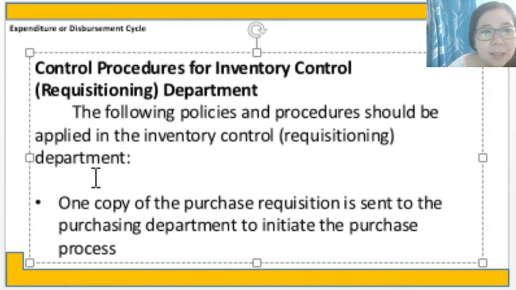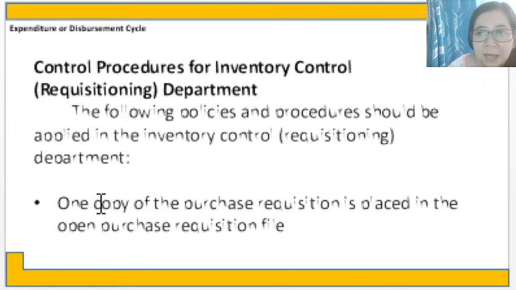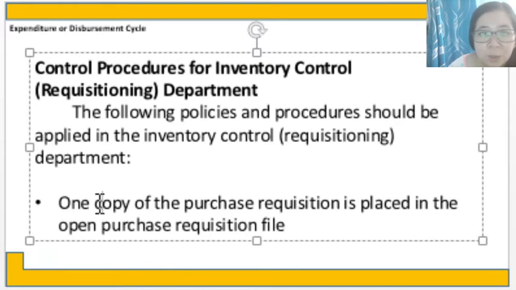Next, one copy of the purchase requisition will be sent to the purchasing department. This is of course because this department is responsible for purchasing the ordered items, to initiate the process for the purchase. Next, another copy of the purchase requisition will be placed in the open purchase requisition file. This is just to make sure that this transaction will be accounted for, or there should be another document later on to match when payment will be made by the treasurer.